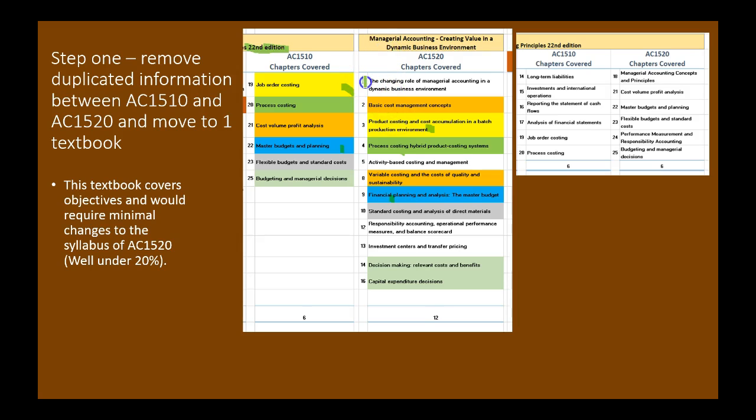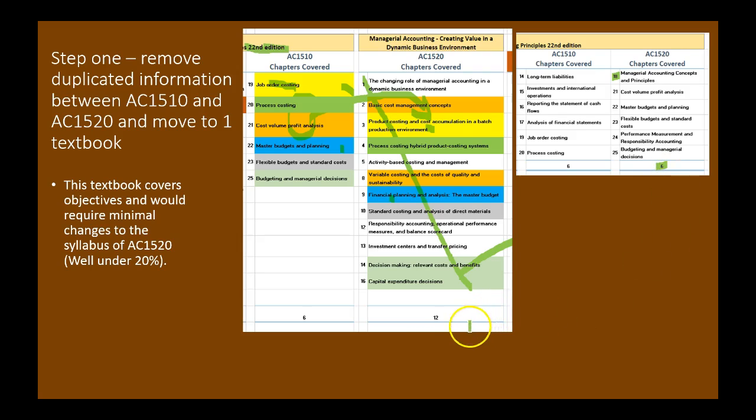So the idea being, since this is duplicated information, to remove this and take most of this and move it into here. It's not exactly like that, but what I'm proposing is to include chapter 18, which isn't included here, and then 21, 22, 23, 24, and 25, and keep in this area the job and the process costing. So those are the details, but in essence, that's what we're proposing. That would bring the course to 6 chapters here, which would be in conformity.